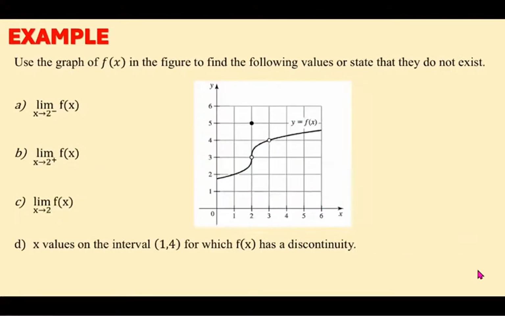Okay, here is the second example, which is similar to the first one. Use the graph of f of x. Here is the graph of the function y equal to f of x, in the figure, to find the following values or state that they do not exist. The first one is we have to find the limit as x approaches 2 from the left. In B, the limit as x approaches 2 from the right. And then we have to find the limit as x approaches 2 from both sides.